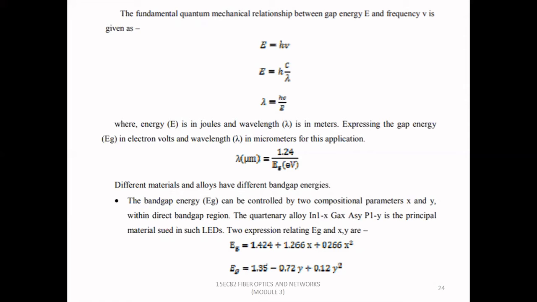The band gap energy Eg can be controlled by two compositional parameters x and y within the direct band gap region. The quaternary alloy In1-xGaxAsyP1-y is the principal material used in such LEDs. Two expressions relating Eg and x, y are Eg equal to 1.424 plus 1.266x plus 0.266x squared, and Eg equal to 1.35 minus 0.72 into y plus 0.12 into y squared.